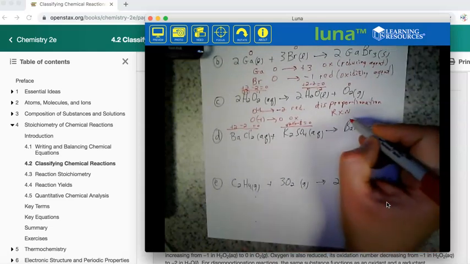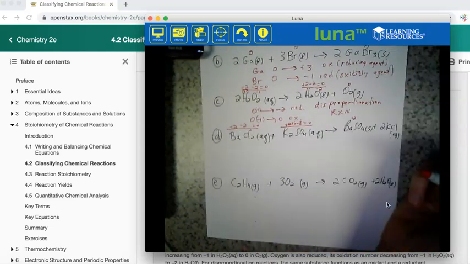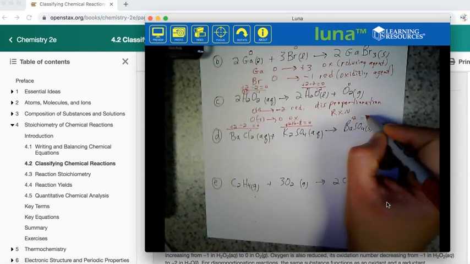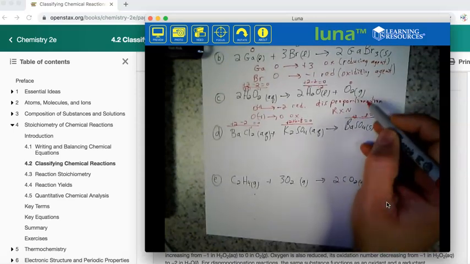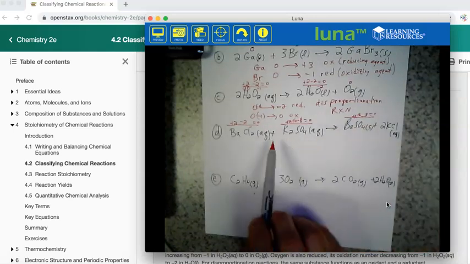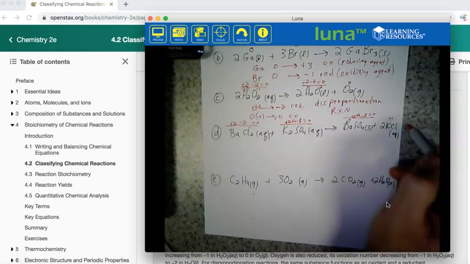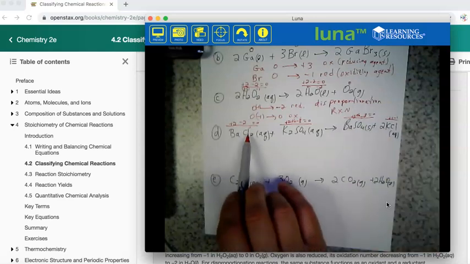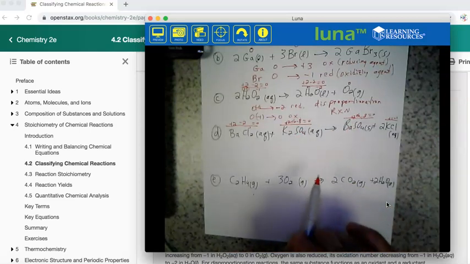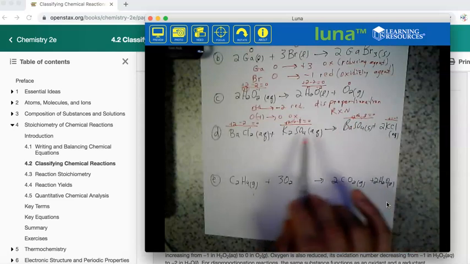And then barium's +2 because it's group 2. Oxygen's -2 times 4, which is -8 overall. That adds up to 0, so sulfur in this case must be +6 again. So notice potassium is always going to be +1. That's the rule. And then chlorine's -1 here, and -1 there. Sulfur is +6 here, and it's +6 there. Oxygen's -2 in both cases.